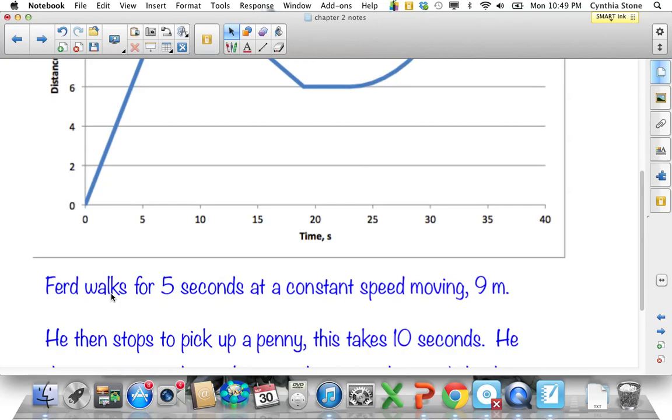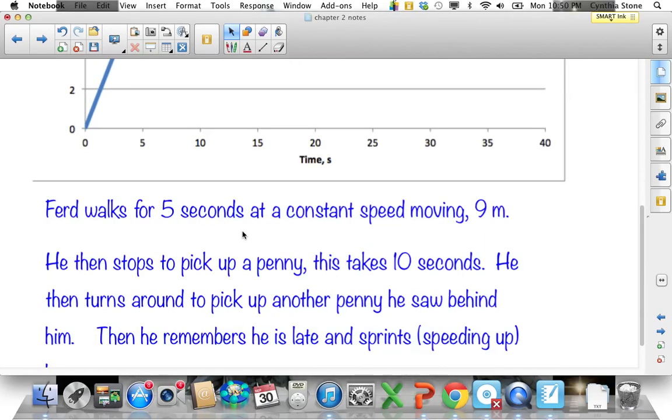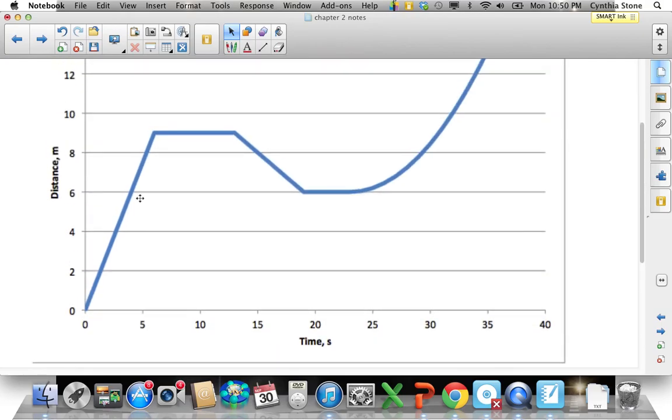He stops to pick up a penny, which takes 10 seconds. So here he's at a stop for 10 seconds to pick up a penny. He then turns around to pick up another penny he saw behind him. So he realizes as he picks up this penny that, oh, there's a penny back here too. So he turns around, walks at a steady pace, gets to that point, picks up another penny, and he's at a stop here.